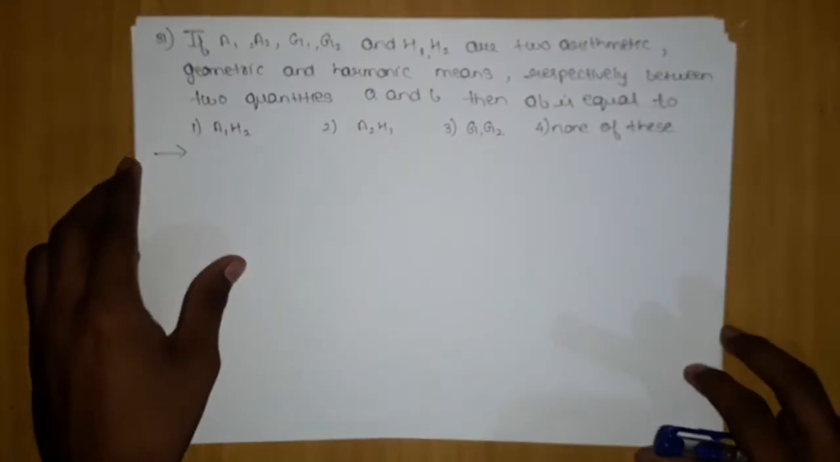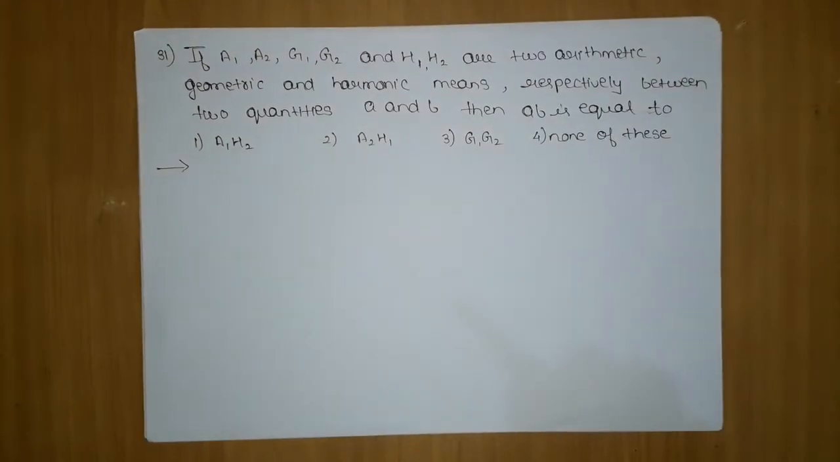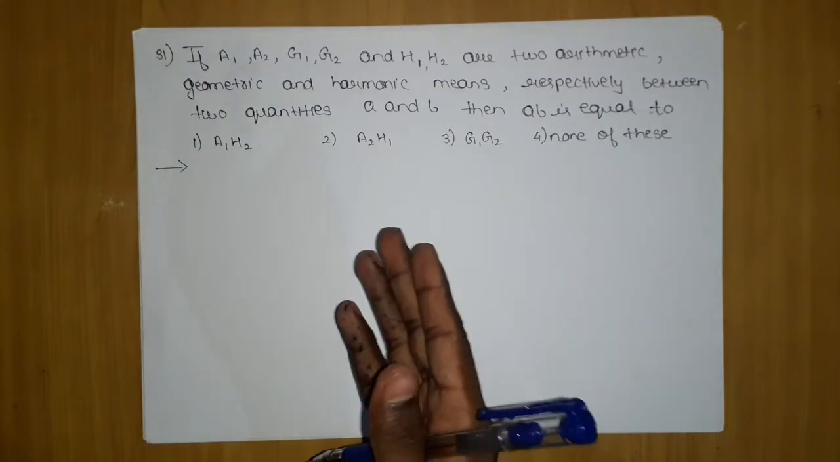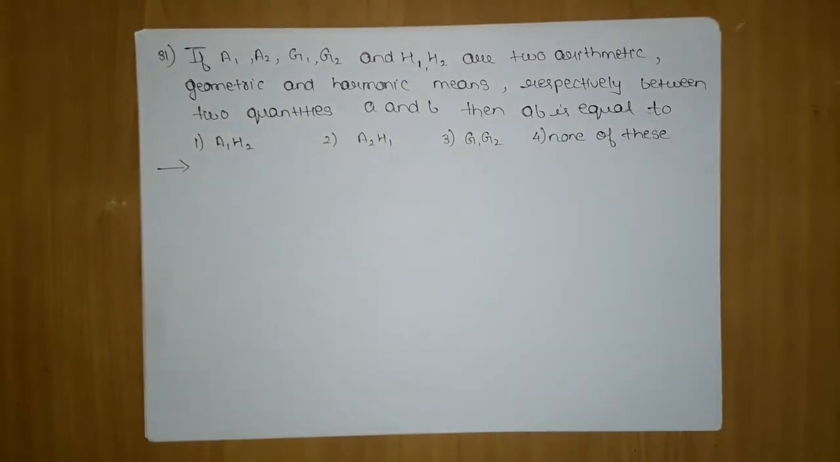This question is quite time consuming. If a1, a2, g1, g2 and h1, h2 are two arithmetic, geometric and harmonic means respectively between two quantities a and b, then ab is equal to what? Now we have to find a1, h2, a2, g1, g2 and check out all these conditions which they have given.